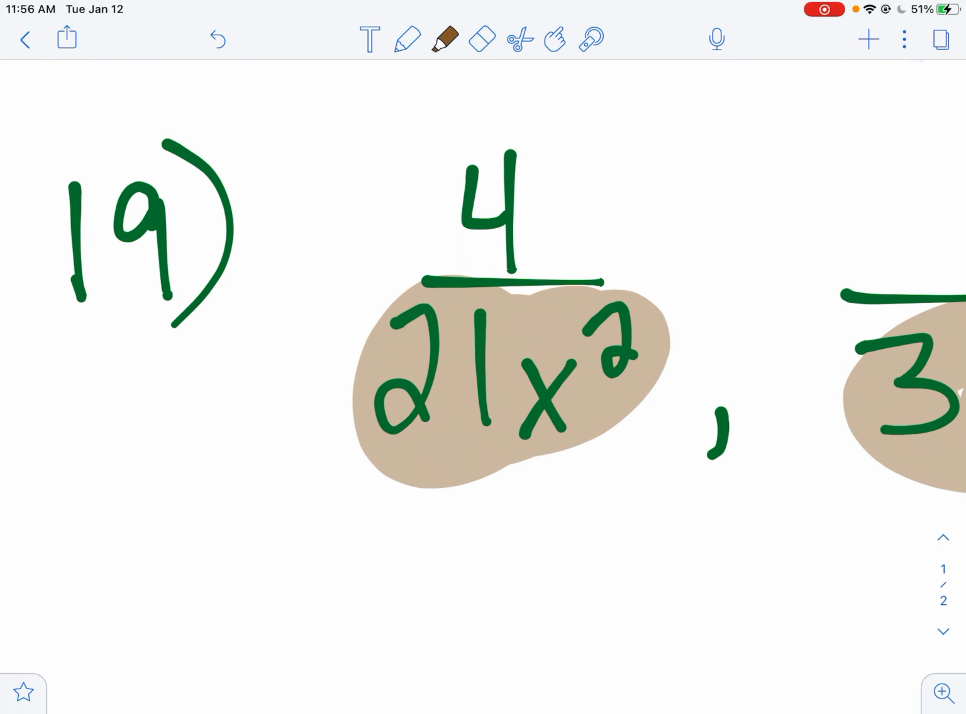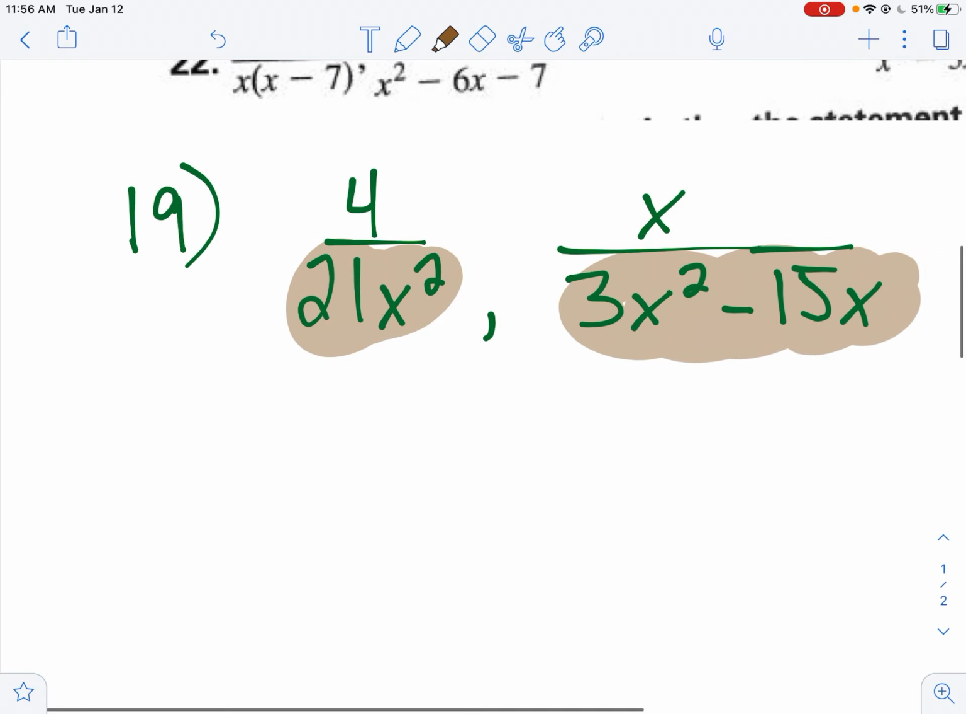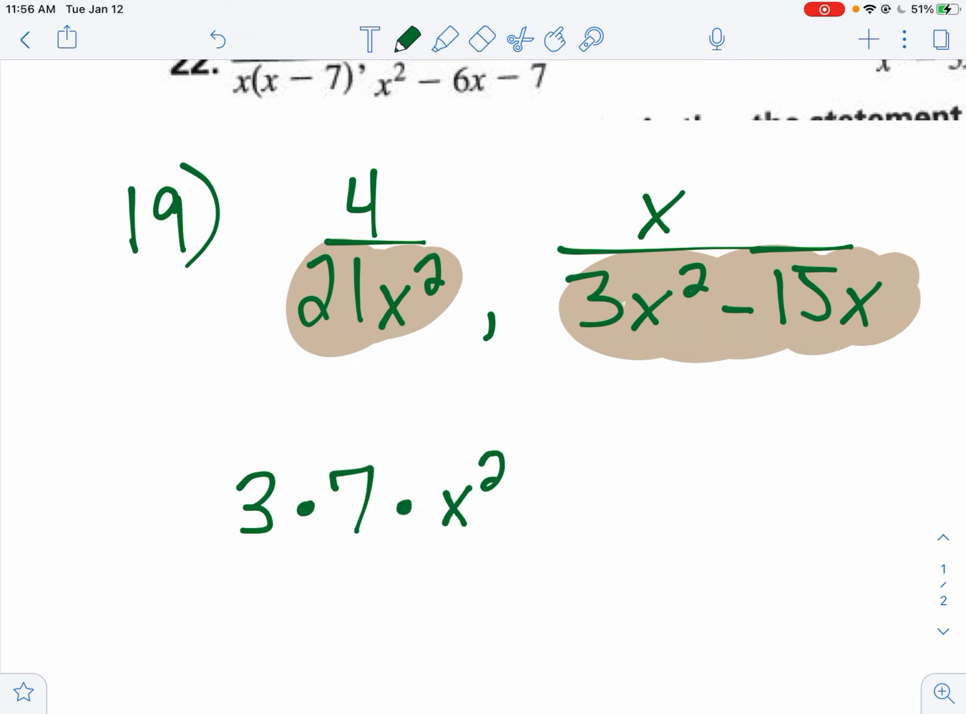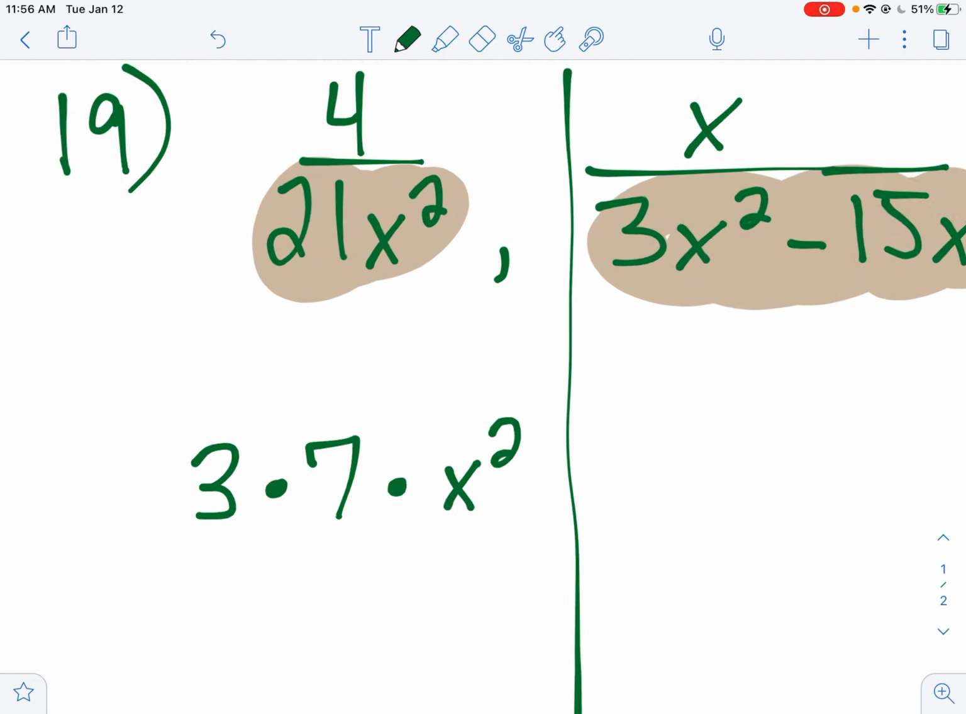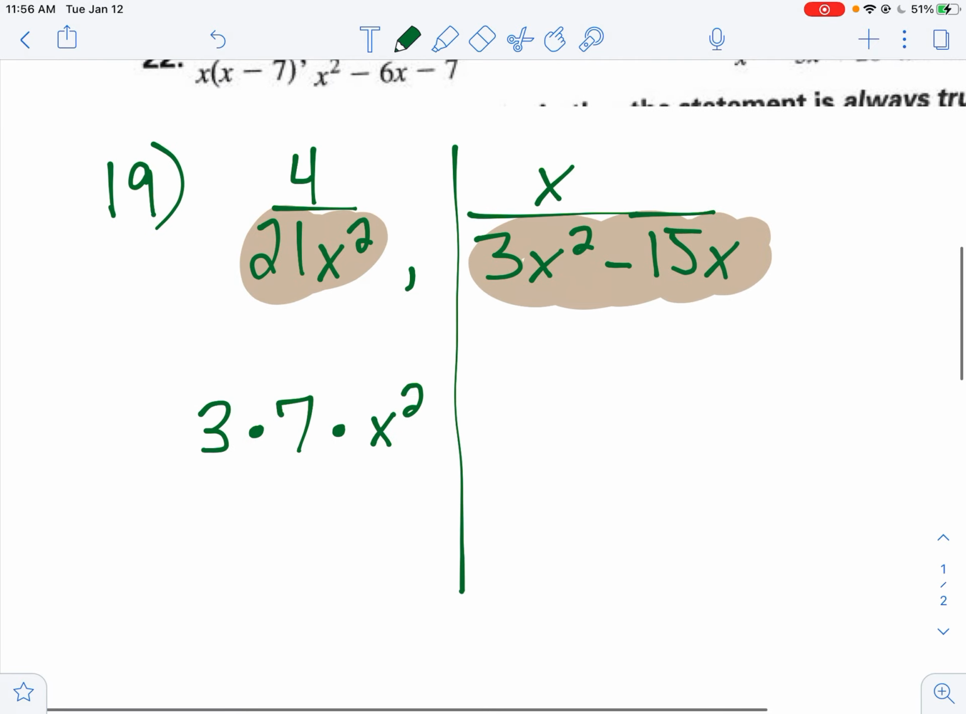We have 21x squared. So my goal here is I want to prime factor 21. Let's see, what can I do here? What times itself will equal 21? I've got 3 and 7. So I can go 3 times 7 times x squared. So all I do is I broke it up a bit here. I'm going to draw a line here. I like to do that to keep everything separated. I can't break this down any further. If I wanted to, I could break this down to x times x, but I don't need to do that.